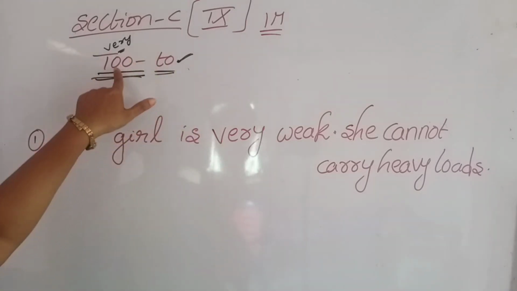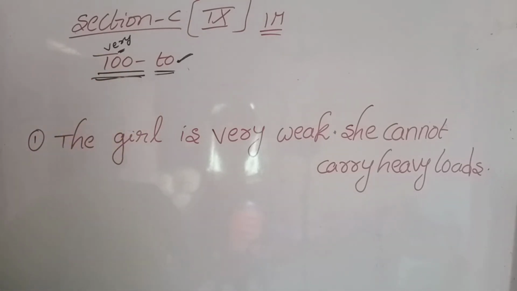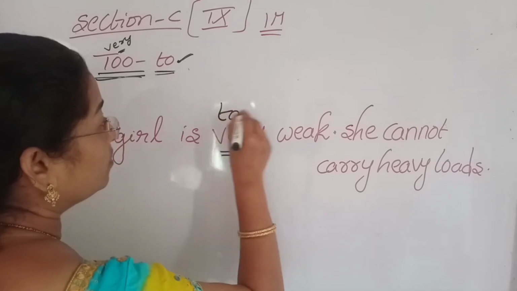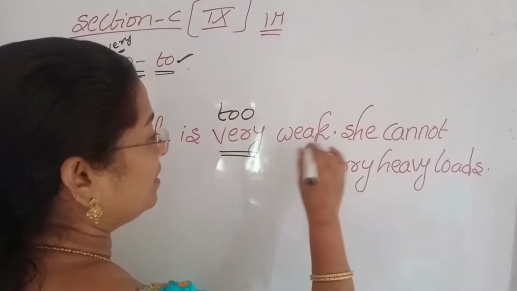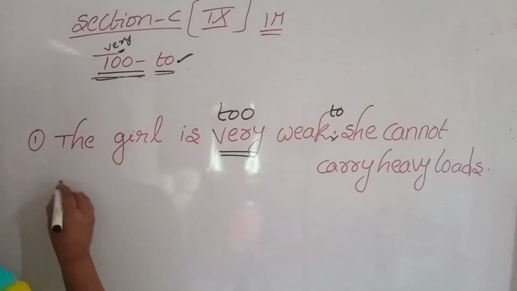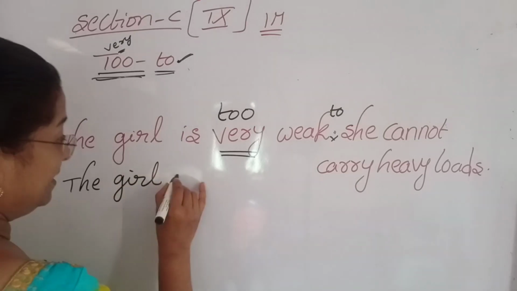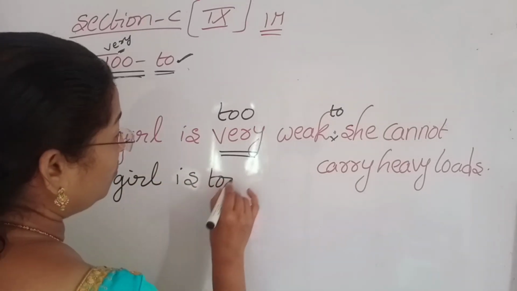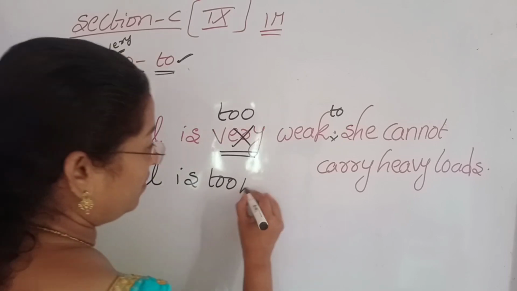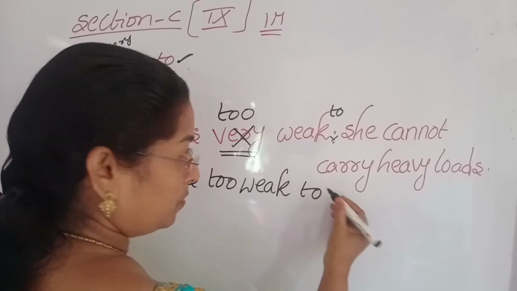Already I said that the meaning of "too" is "very". If the word "very" is in any sentence, in the place of "very" we have to use "too". To combine a sentence we have to use "to". That's it. Okay na? So answer chudandi. The girl is too. We need not use "very" again. The girl is too weak. In place of full stop I am keeping "to".